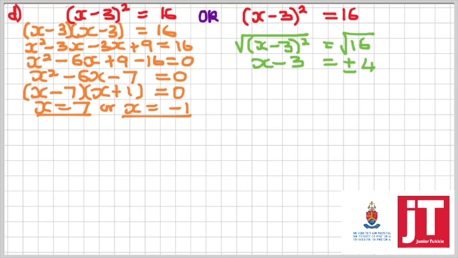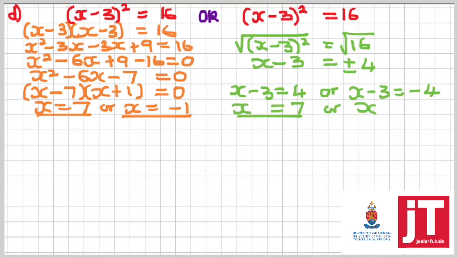Thereafter, we split our solutions and we have the first solution, which is in its linear form as x - 3 = 4 or x - 3 = -4. Solving those two linear equations, we get x = 7 or x = -1 as our solutions.